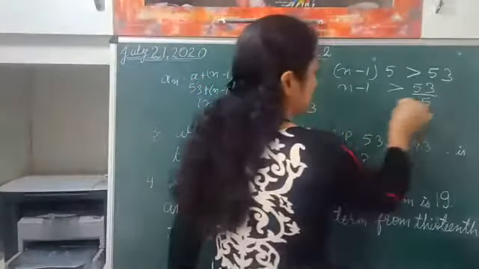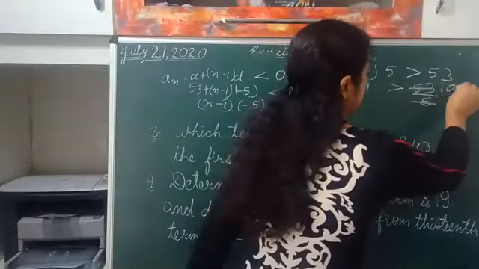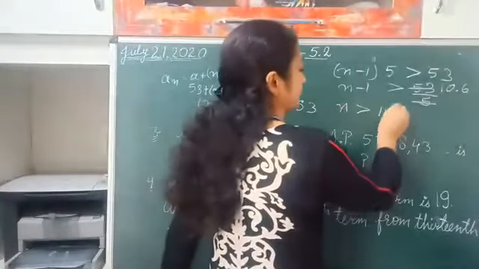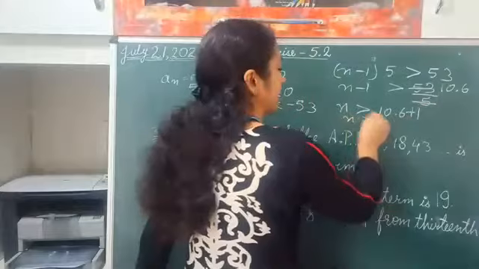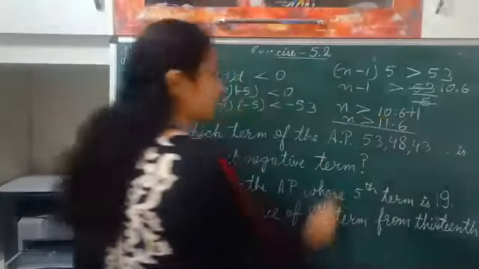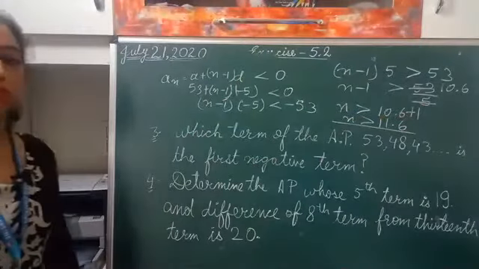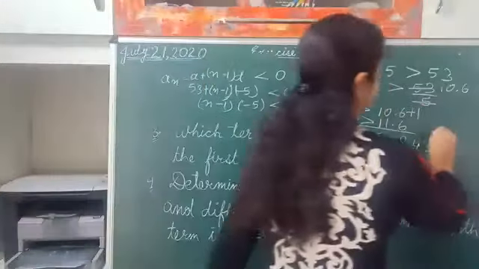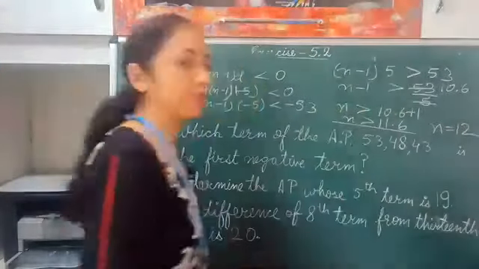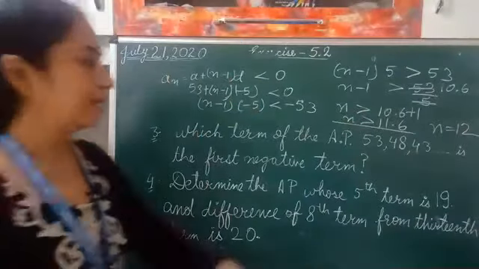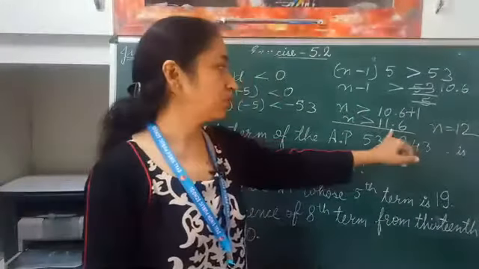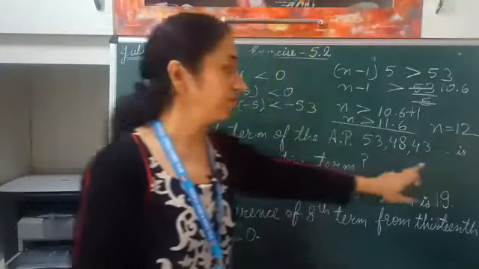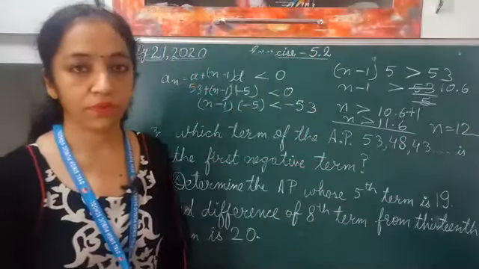And this, cancel it: 5 ones are 5, 0.6, 10.6, which means n is greater than 10.6 plus 1, that is n is greater than 11.6. And the next natural number after 11.6 is 12. So the value of n is 12. Because n cannot be in decimal or fraction, we will have to take a natural number, and the first natural number greater than 11.6 is 12. So this will be the first negative term of the given AP, right?